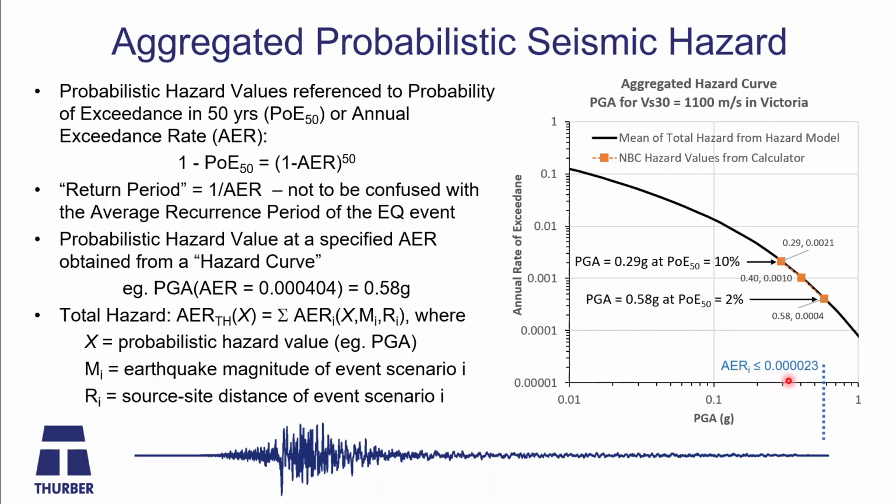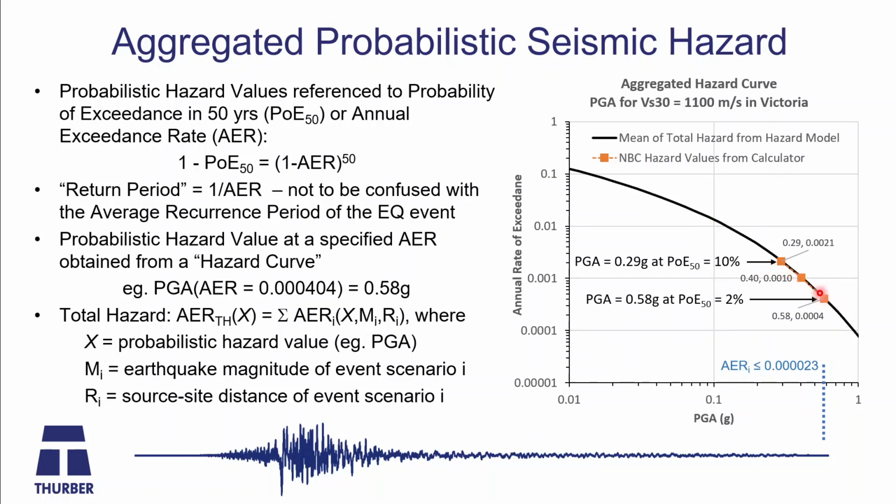The model will look at every possibility and then say what's the annual rate of exceedance of that value, say 0.2 G, for every single event in the hazard model, and then add up all of those individual annual rates of exceedance to get a total annual exceedance rate for the total hazard. Okay, so that's basically how the curve here is actually generated, right?